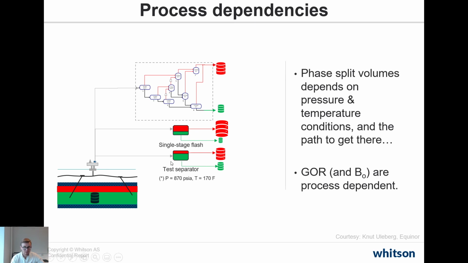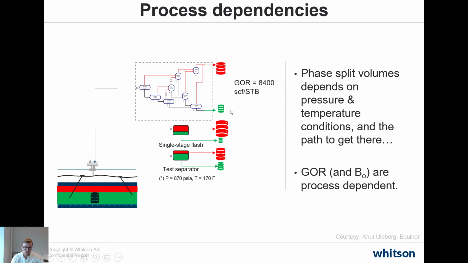In this case, we actually measure the GOR at the test separator conditions, which here is 870 psi and 170 F. That's very different from these stock tank conditions, and you should not in any case compare these GOR values with the GOR values that you get here, even though it's the same total composition that you produce from the well.